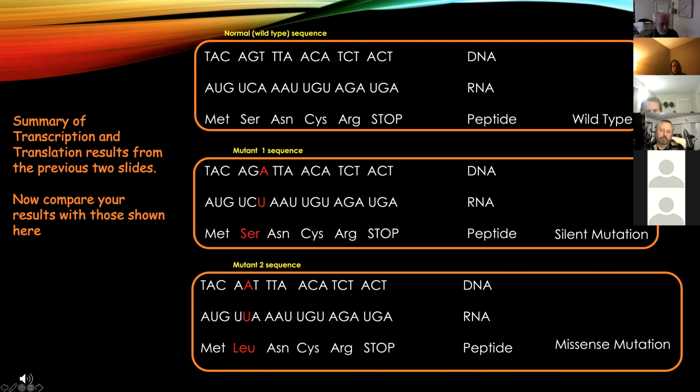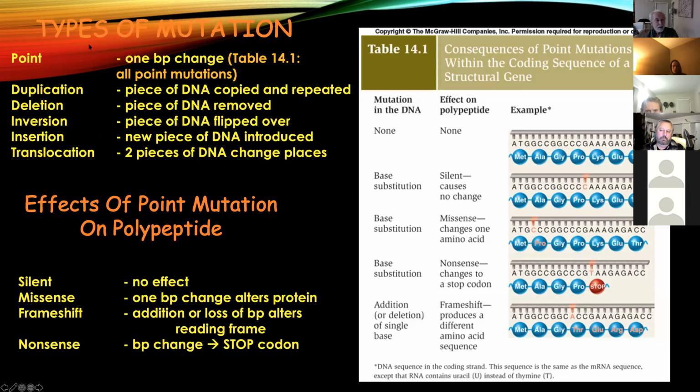Now, this is a summary of what types of mutations we have. I just pointed out what a point mutation is. It's one base pair change. And all the mutations in this table, which we'll come to in a bit, are point mutations. But that's not the only kind of mutation that you'll find. In fact, other kinds of mutations are equally common. And they're listed here. They're self-explanatory, and you should remember these.